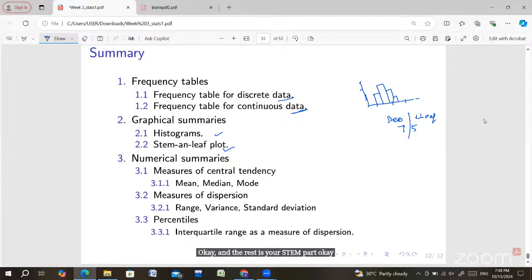Then we saw measures of central tendency, which are mean, median, and mode, how we calculate them, and how they are affected if we add or multiply a constant to each data point. Then we saw range, variance, and standard deviation, which are measures of dispersion, telling us about the spread of the data set, and also the effect of adding and multiplying a constant.